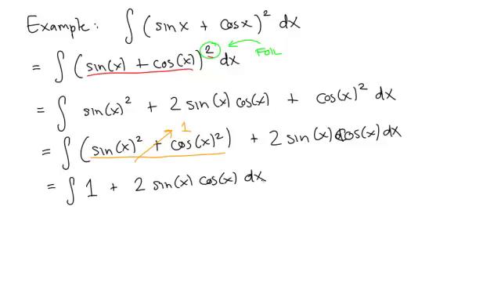We can now split this integral up into two pieces using the sum and scaling rules into the integral of 1 dx and then twice the integral of sine of x cosine of x dx. Now the integral of 1 is just x. So we have x plus 2 times the antiderivative of the sine of x times the cosine of x dx. But now I have to work on this integral right here.